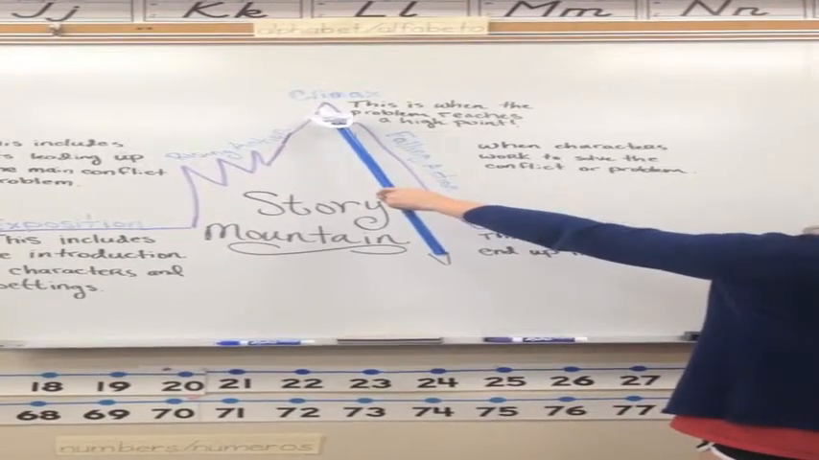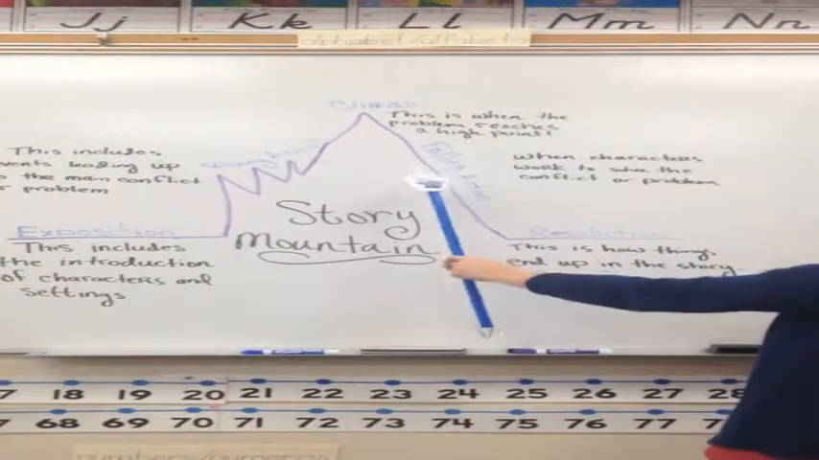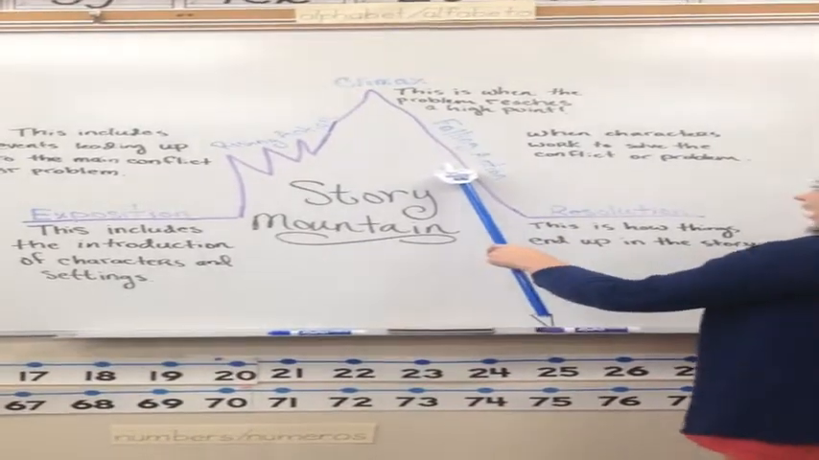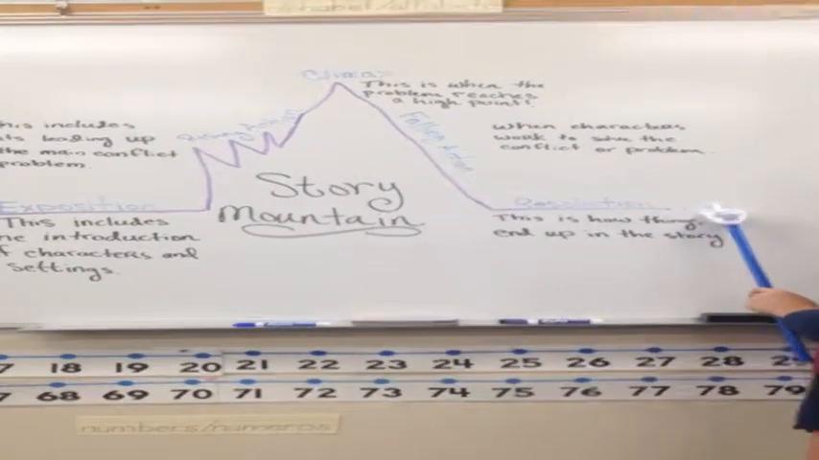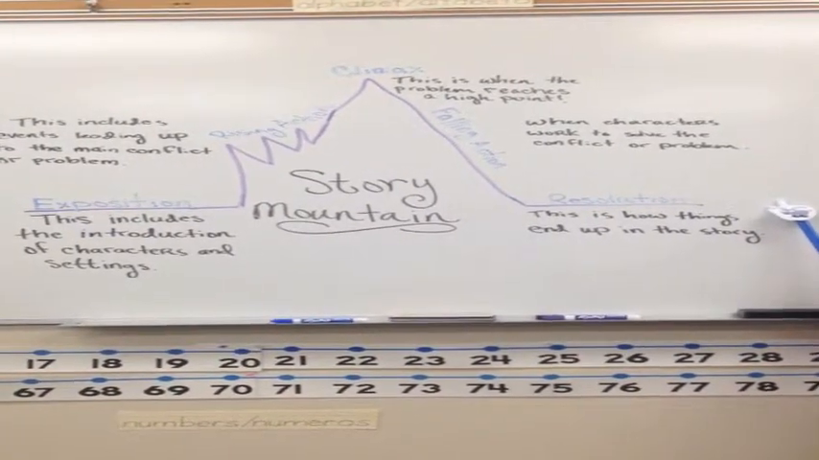After the climax, Billy will go down the mountain to falling action. This is when characters work to solve a conflict or problem. After falling action, Billy will go down the mountain and end at resolution. This is how things end up in the story, and this is the end of the story.